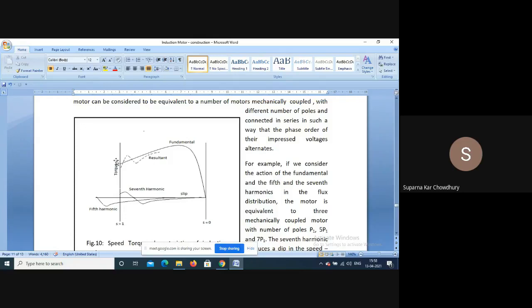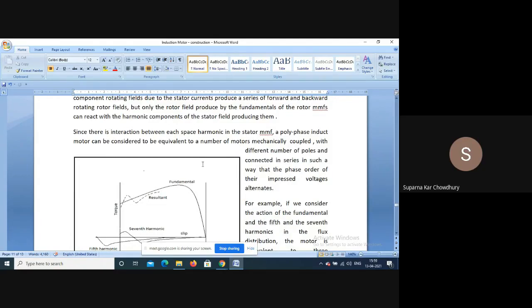So for some torque characteristic, if it cuts the characteristic here, the motor will try to run at this point. Since there is an interaction between the space harmonics in the stator MMF, a polyphase induction motor can be considered equivalent to a number of motors mechanically coupled, with different numbers of poles and connected in series in such a way that the phase order of their impressed voltages alternates.